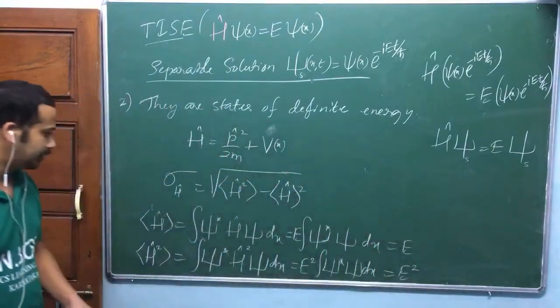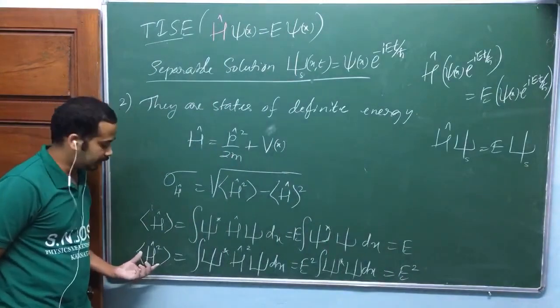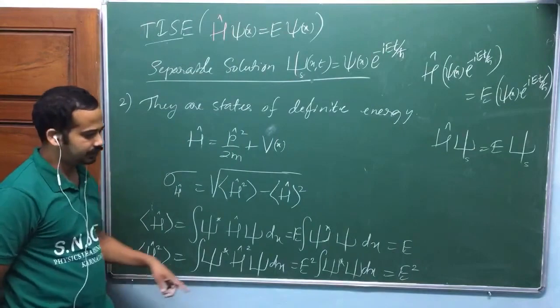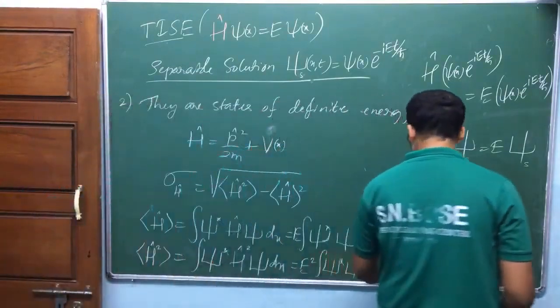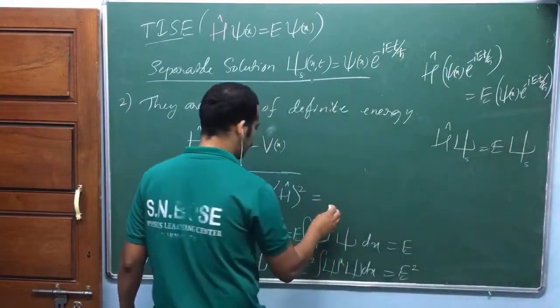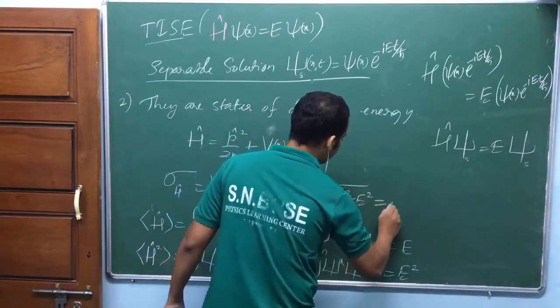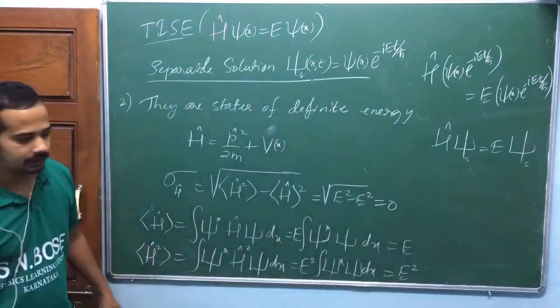Do you remember? Again, look at it. The average of the square of the measurement of energy is E square. Do you remember? Again, this happened somewhere. So if I substitute here, what will happen? Root of E square minus E square is equal to 0. Do you remember when it happened?